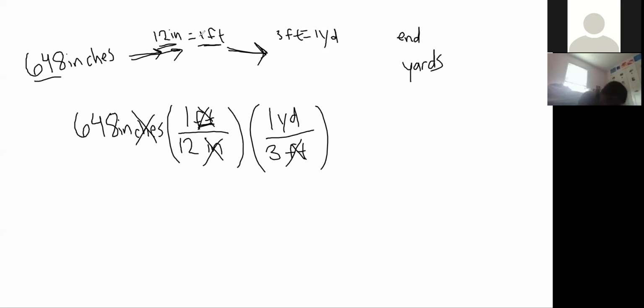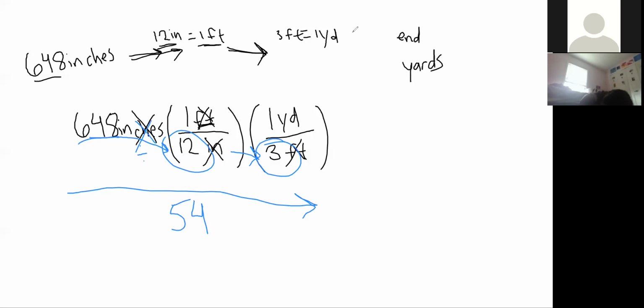So I'm going to go order of operations from left to right. 648, that's my starting number. I'm dividing by 12 because that's on the bottom. And then I'm dividing by 3. That's on the bottom. So we have 648 divided by 12 equals 54. My inches canceled out here, so I have 54 feet.